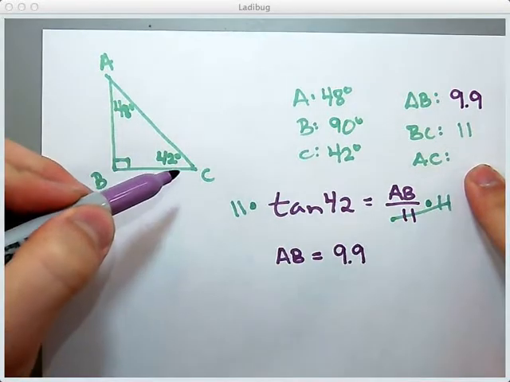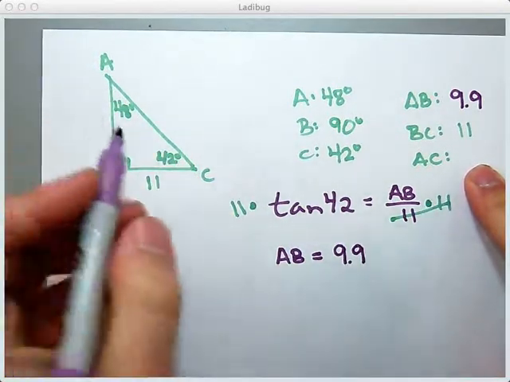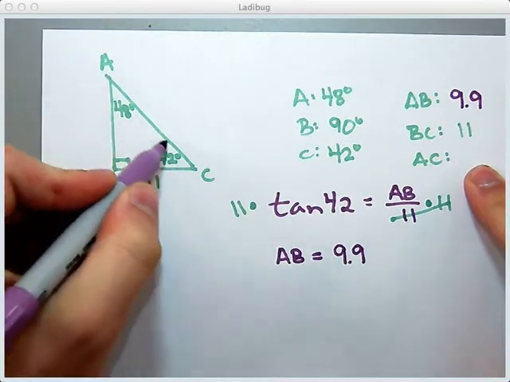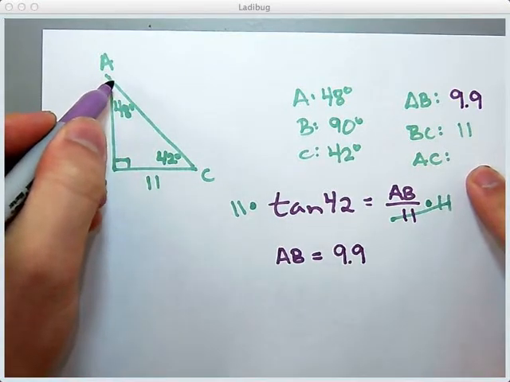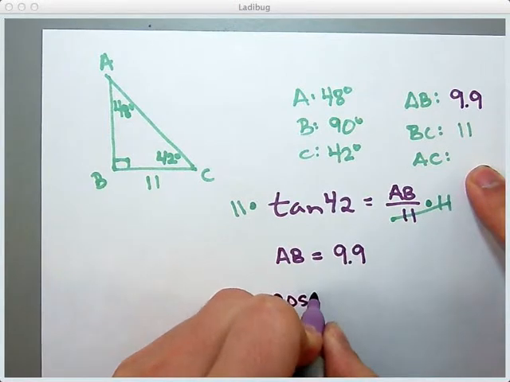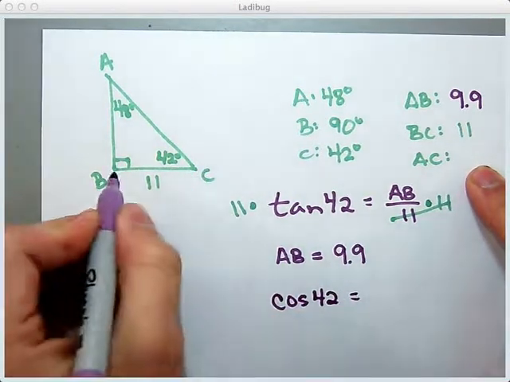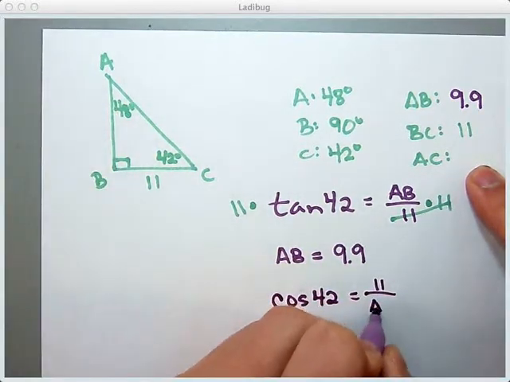AC is the hypotenuse. Okay, so if I'm using the 42, then this is the adjacent side and the hypotenuse. If I have the adjacent side and the hypotenuse, then that's going to be the cosine. So I know the cosine of 42 should be equal to the adjacent over the hypotenuse, in other words 11 over AC.